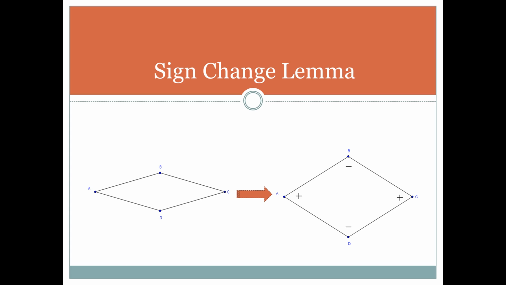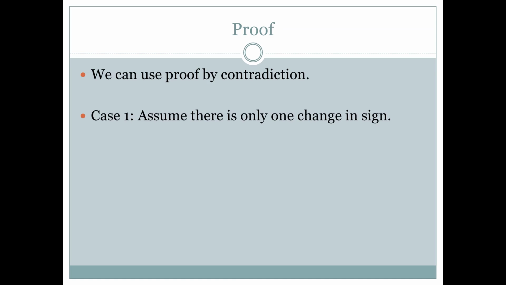So we can go through the proof. This will draw on the previous proof we talked about. This will be a proof by contradiction, and we're going to do it in 2 parts. In the first part, we're just going to assume there's only one change in sign, so either positive or negative.